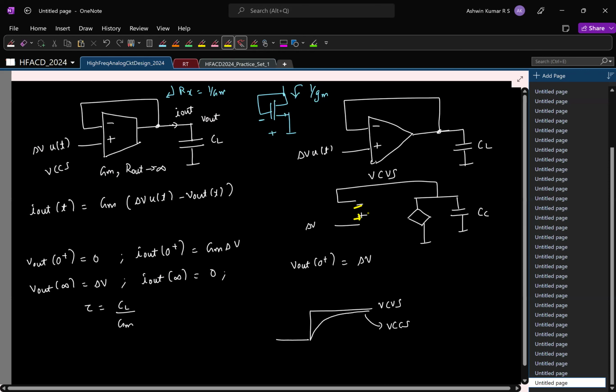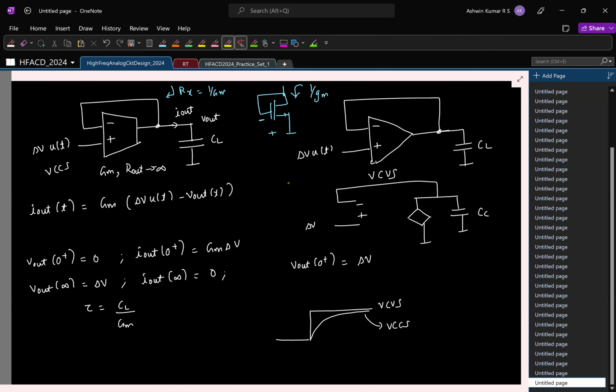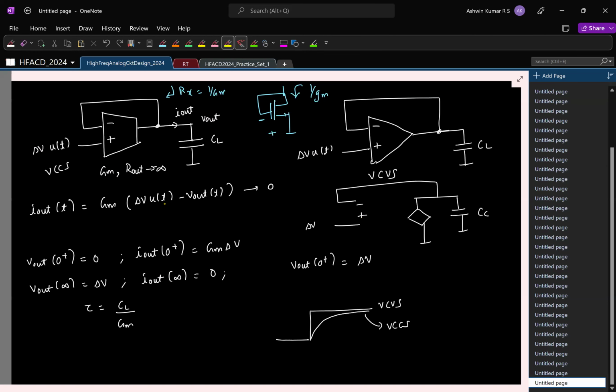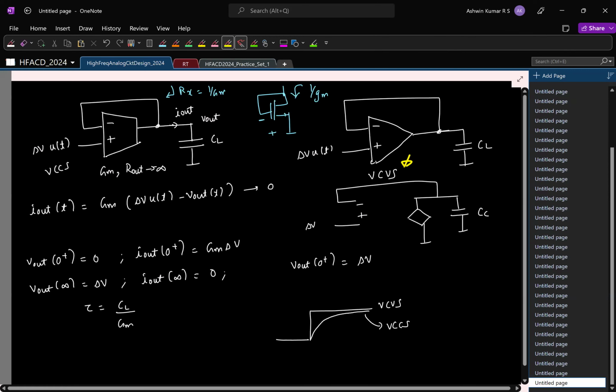Whereas here, the only thing that needs to be satisfied is this current should go to zero in a steady state. It is there, but it takes some time. This current will eventually go to zero, which means V out will go to delta V. But the point is, it doesn't act instantaneously. It takes some time to settle. Virtual ground is there, but it is all steady state. But with an ideal VCVS, it is all infinitely fast.